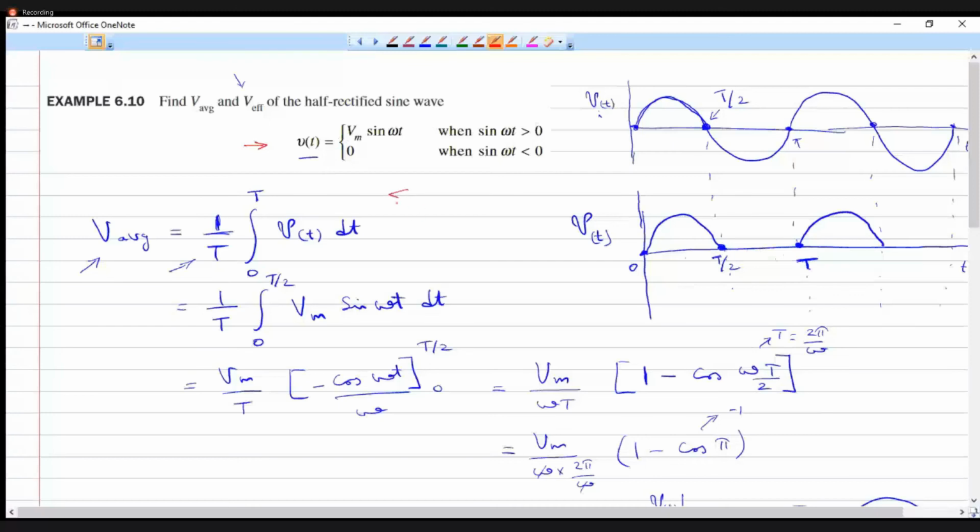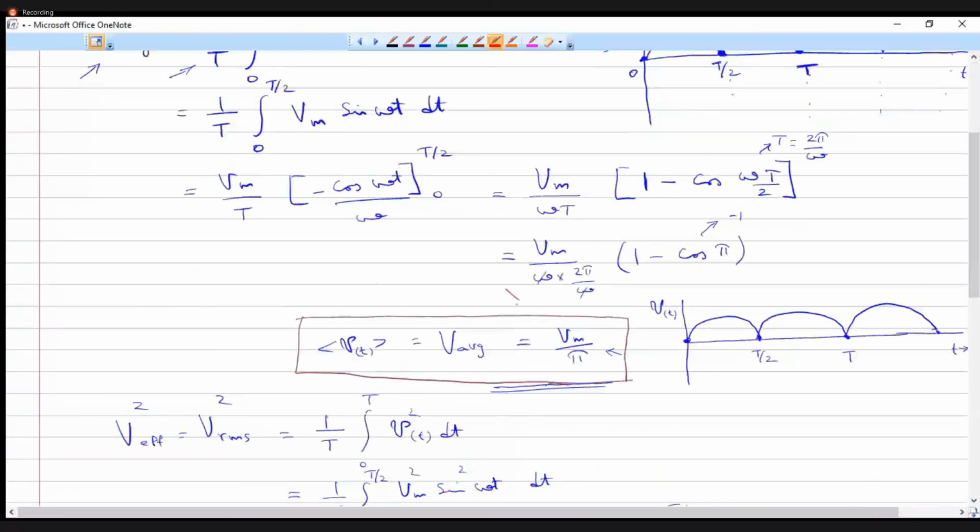In such a case, the average value will be there, because we have only positive areas here. The negative areas are clipped out, so we will have some average value. It won't be equal to 0. So the average value of a half rectified sinusoidal function, hope you remember, is Vm by pi, not Vm by 2 pi, it's Vm by pi. We have derived this here. So the average value of a half rectified sinusoidal function is equal to Vm by pi.